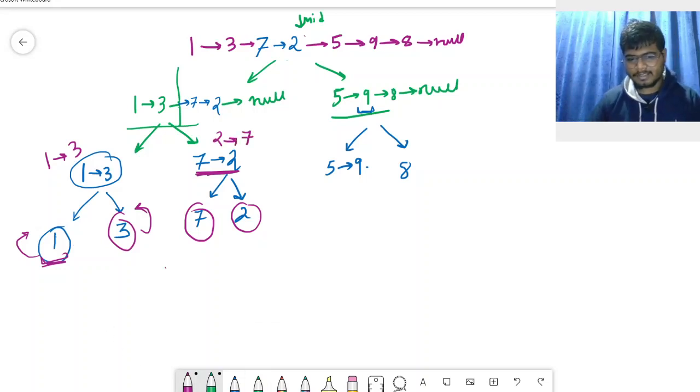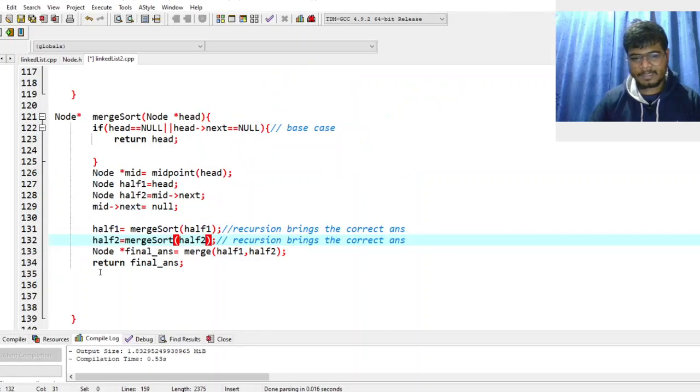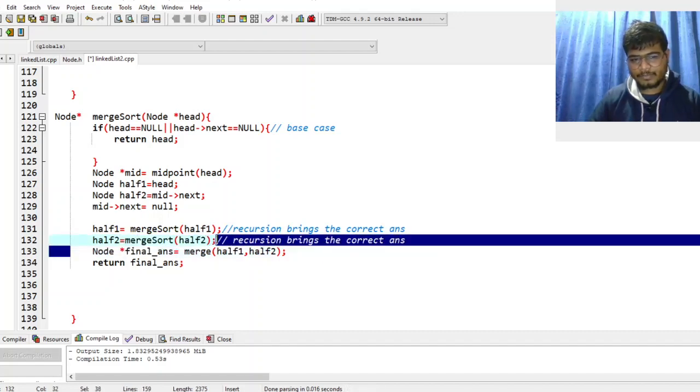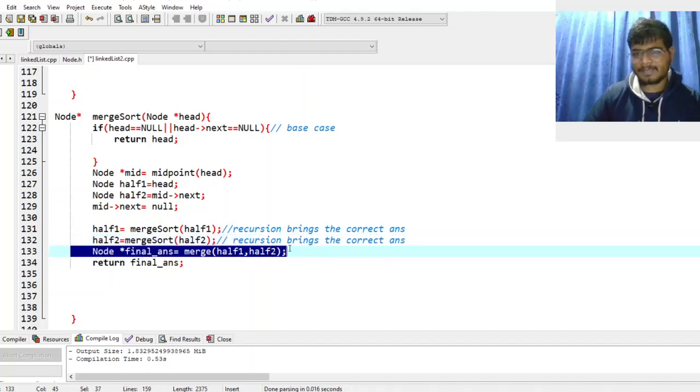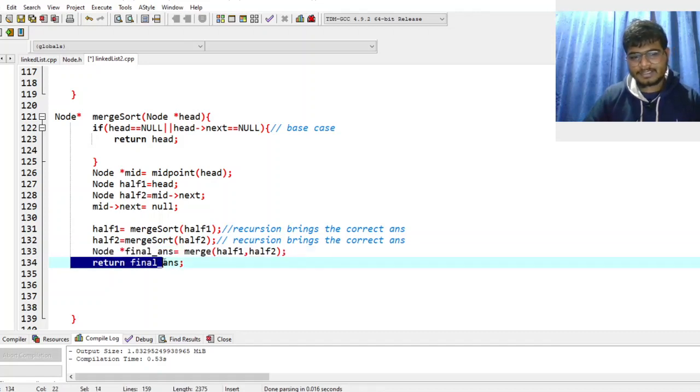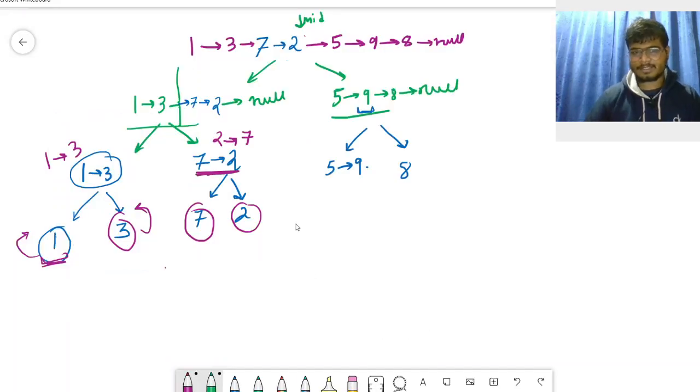You're understanding it? At one point it came, see, in half 1 and half 2 the values are stored, 7 is stored and 2 is stored. So when we came here, we actually merged them and then we returned the value. I hope it's making sense. Same goes with here. It is saying, hey, I'm sorted, return me. So it's going to go and be stored into half two.